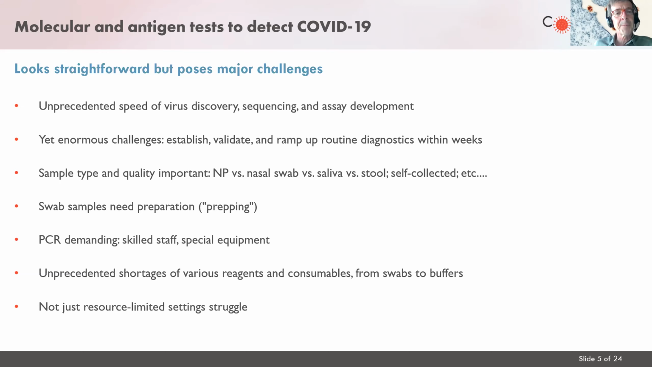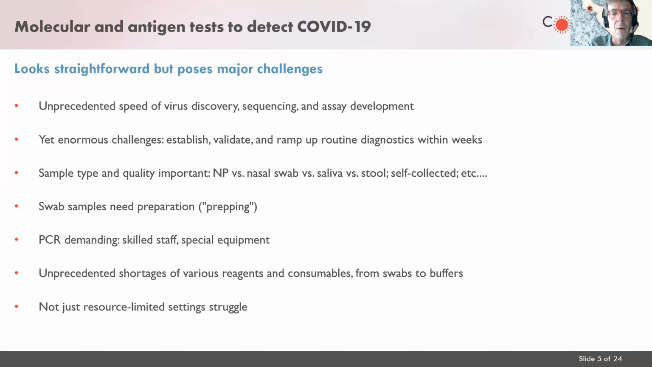Swab samples need preparation. We call that prepping in the lab. It's not something which you can just slot in a labeled tube into a machine that then does it from there. It's something where you need an operator, and of course the samples are potentially infectious, so need to be handled under appropriate biosafety conditions. PCR as such is a demanding technique still, even 30 years after it was introduced in diagnostics. It requires skilled staff and special equipment. And we also then ran into issues that we've never encountered before, shortages of various reagents and consumables.